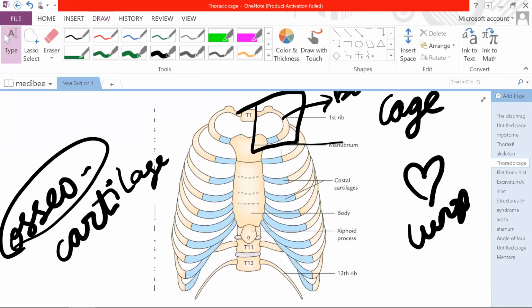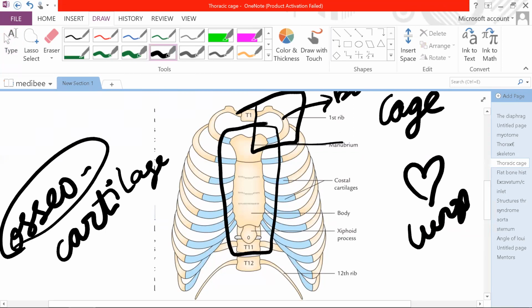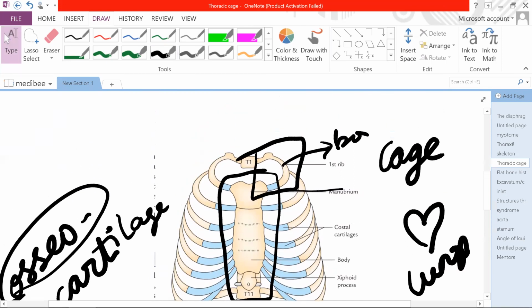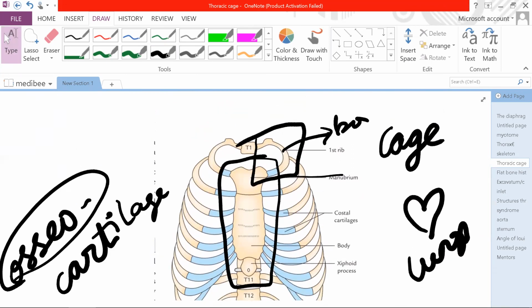So if you have attended the lecture that was conducted before, maybe you already know the terms anteriorly and posteriorly. Anteriorly means the front side and posteriorly means the back side. So see this thoracic cage, the anterior boundary is formed by this bone, and this bone is known as the sternum. Okay, and posteriorly it is formed by the thoracic vertebra.